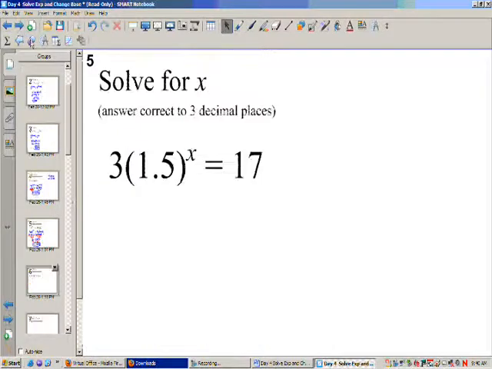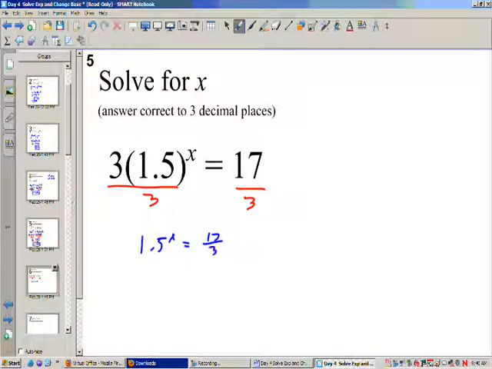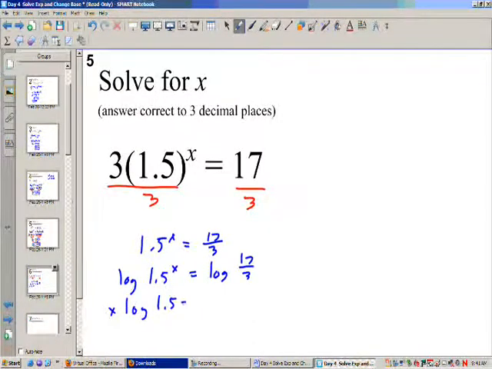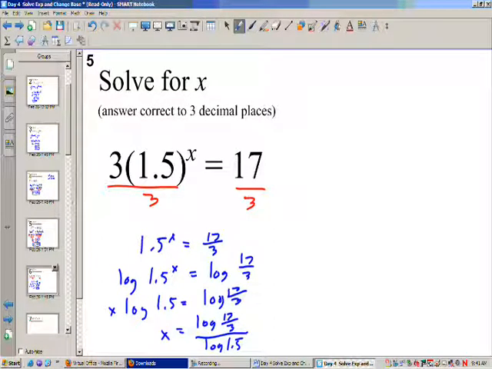Alright, so hopefully this is making sense to you. In this one, now this 3 isn't attached to the exponent, so before we start our problem, we want to divide by 3. So I have 1.5 to the x power is equal to 17 thirds. Now I want to take the log of both sides, so log of 1.5 to the x is equal to log of 17 thirds. That x comes out front. And what we like about that x coming out in front is now we can divide by log of 1.5. So I have the log of 17 thirds divided by the log of 1.5, and my answer is 4.278.